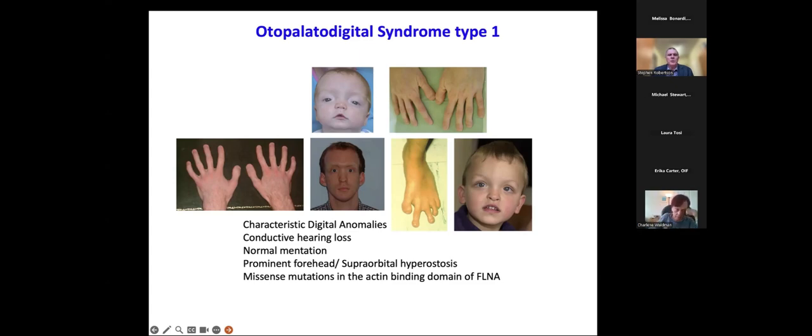Almost all mutations are found in the actin binding domain of filamin A and serve to actually increase the avidity of binding of actin to filamin. Hence the idea that this is a gain of function disorder.